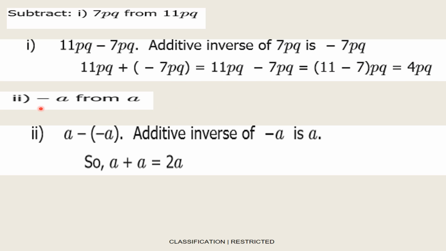Next sum. Subtract minus a from a. So, first you write it: from, after, a. What is the sign? Minus. Given minus a. What is the additive? So, here plus means you have to write the additive inverse. What is the additive inverse of minus a? Plus a. Therefore, a plus the additive inverse, a. So, a plus a equals 2a.